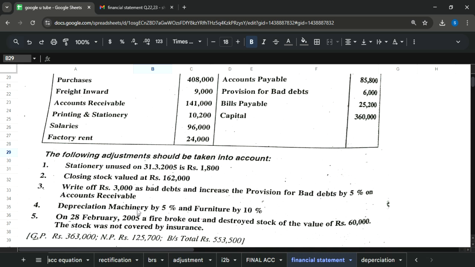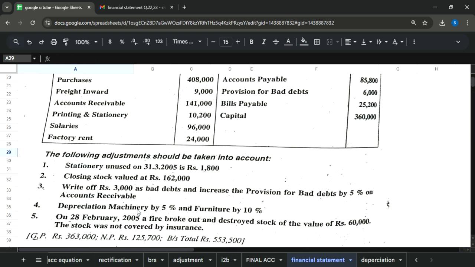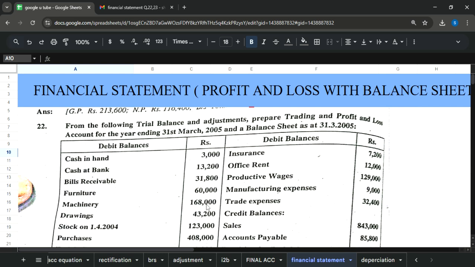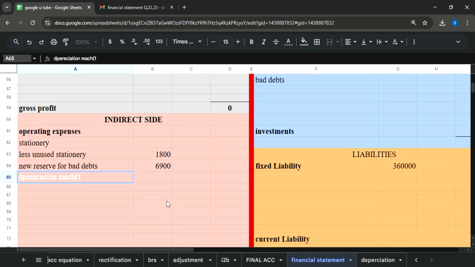Now the fourth adjustment is depreciation on machinery. So here you will be mentioning depreciation machine. We do have a little small space. Two elements are needed. First we will see how much the amount of machinery is, that is 168,000, and 5% is the rate. So here 168,000, and you will be multiplying by 5 and dividing by 100 to get your depreciation. How? 168 was the amount of plant, you have multiplied by 5 and taken 5%. So first depreciation is completed.